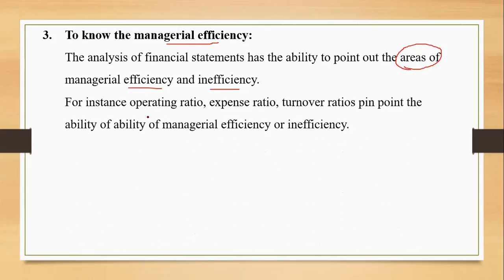So for example, the operating ratio is there, the expense ratio is there, the turnover ratios, and we have stock turnover ratio, debtors turnover ratio, creditors turnover ratio, and we have working capital turnover ratio as well. So different ratios are there, and these ratios will definitely let us know about the efficiency of the management. Say for example, debtors turnover ratio tells us within how many days we are able to collect the amount from the debtors.